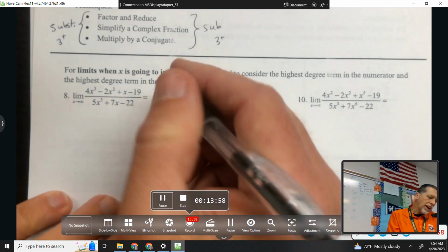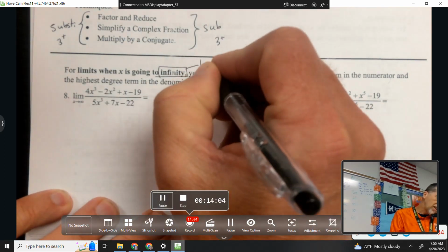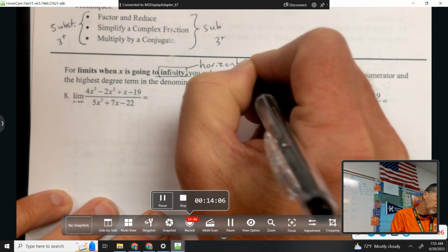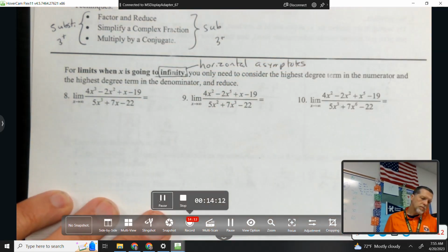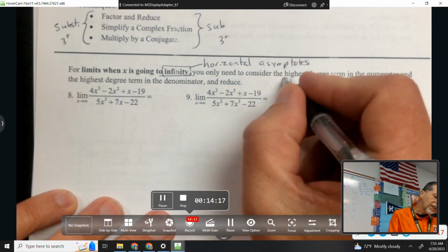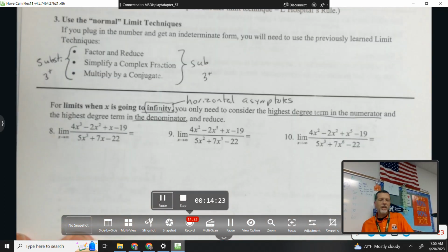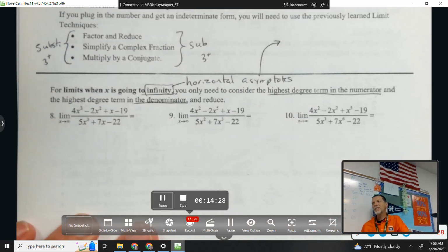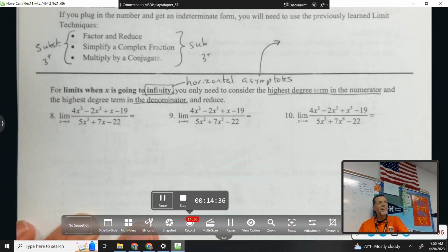All right, when x is going to infinity, that is looking for horizontal asymptotes. And we're considering the highest degree in the numerator, highest degree in the denominator. We had a goofy saying for horizontal asymptotes, if you remember it. And maybe the bigger on top, bigger on bottom stuff might jog your memory. You remember what I'm referring to?